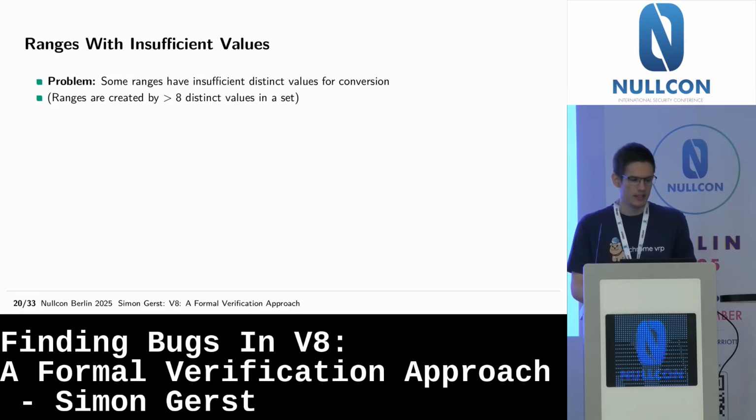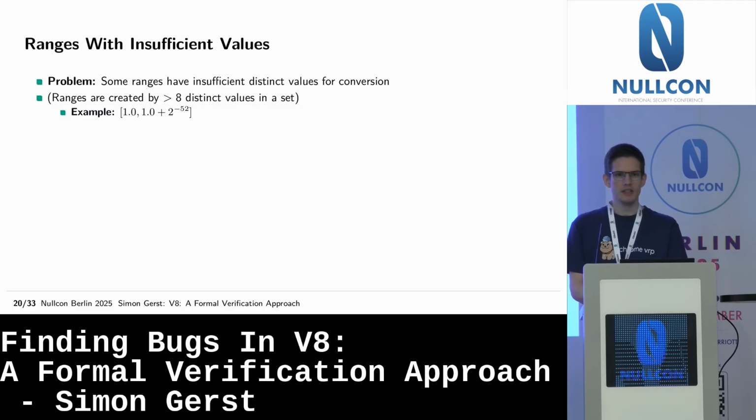Unfortunately, some ranges have insufficient distinct values for conversion, because the 8 values in a set have to be distinct. So in this example, you have a range from 1 to 1 plus 2 to the power of -42. And in floating point math, there is no distinct value between those two values. So we have 2 distinct values, but we need 8.